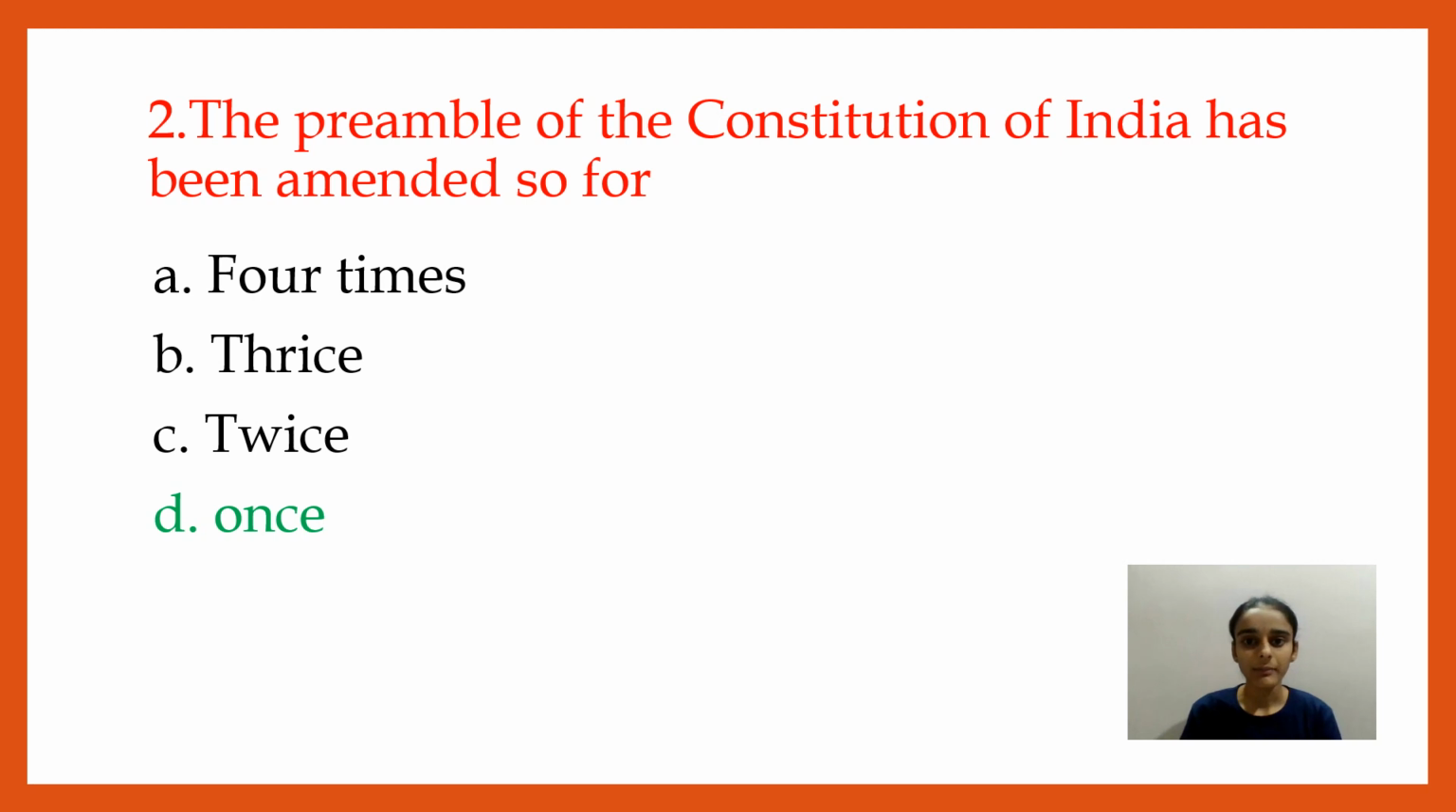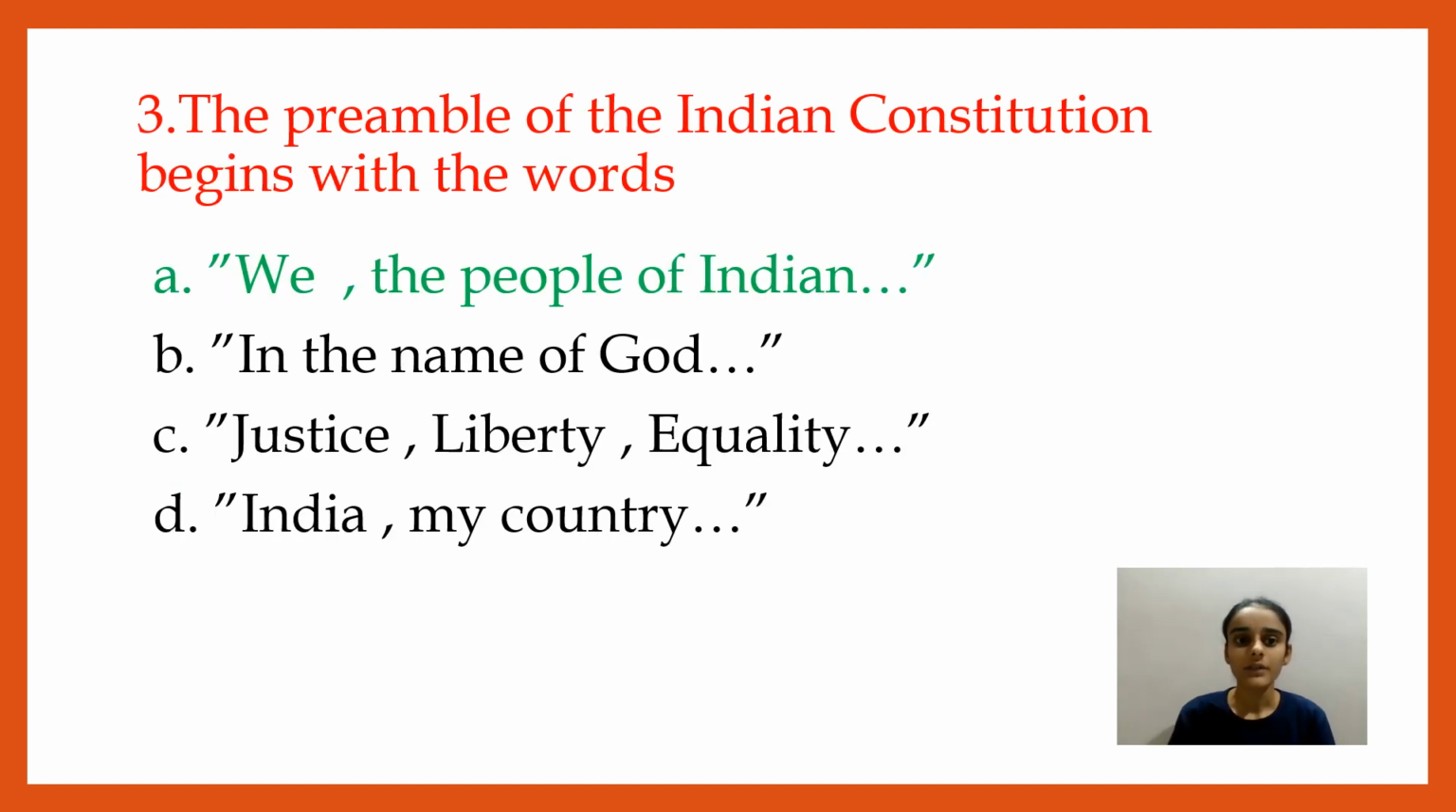Second question, the preamble of the Constitution of India has been amended for option A 4 times, option B thrice, option C twice, option D once. And the correct option is option D once. Third question, the preamble of Indian Constitution begins with the words option A, we the people of India, option B, in the name of God, option C, justice, liberty, equality, option D, India, my country. And the correct option is we the people of India.